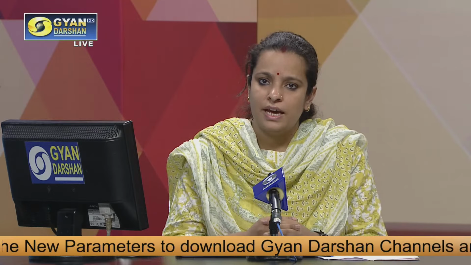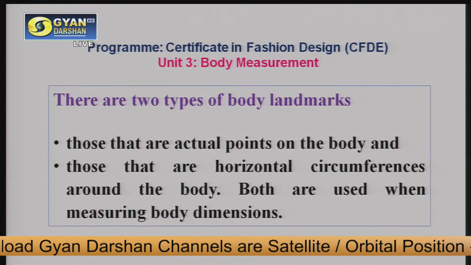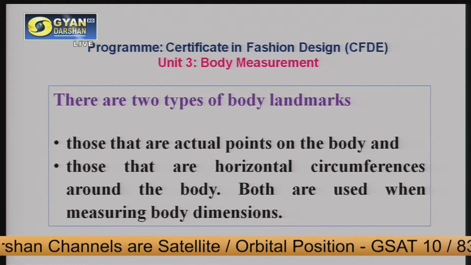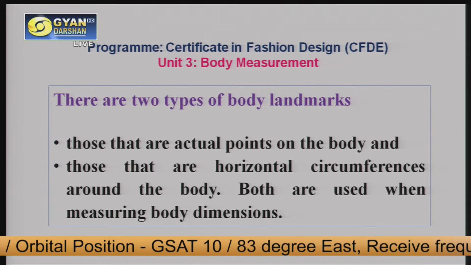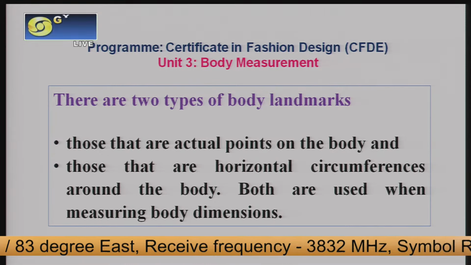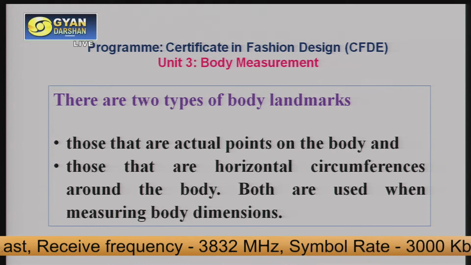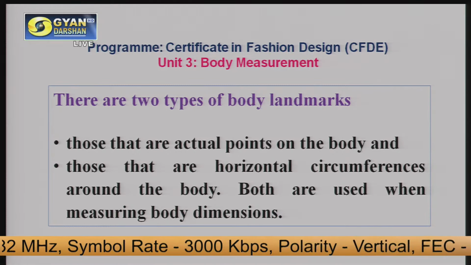Then there are two types of body measurements we take. First are the actual points on the body, that is the length and the width, and second are the horizontal circumference measurements around the body. We need both these types of measurement for the development of the pattern and construction of the garment.